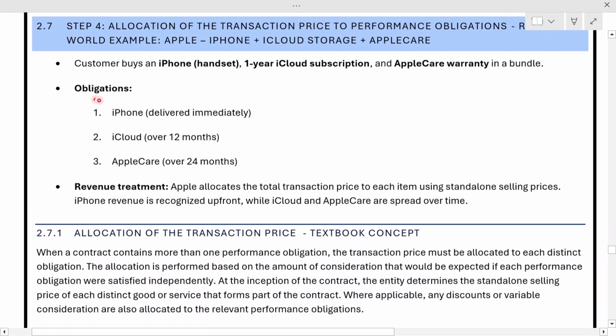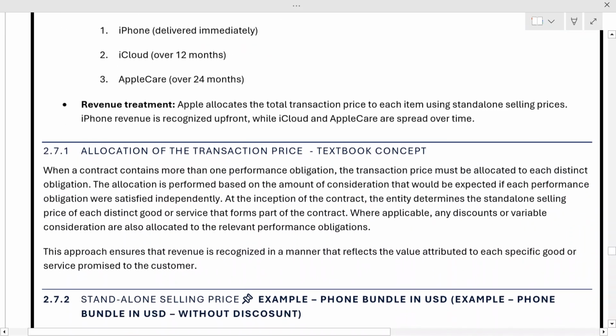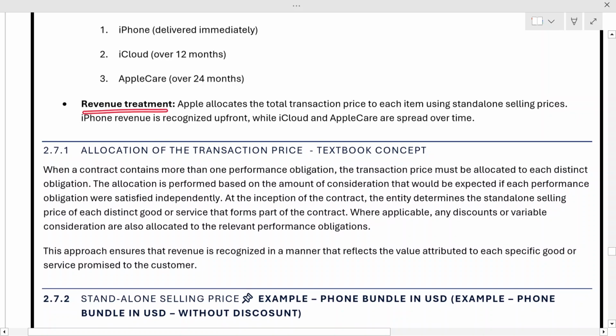Now, the obligation of Apple is to give you the iPhone immediately and to provide iCloud for 12 months, because you are getting the storage services for 12 months, and finally Apple Care is for 24 months. Now, how will you recognize the revenue and treat it?